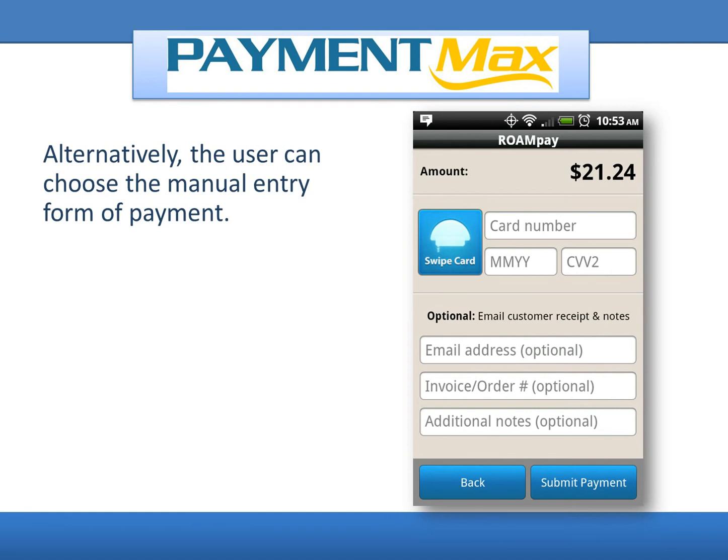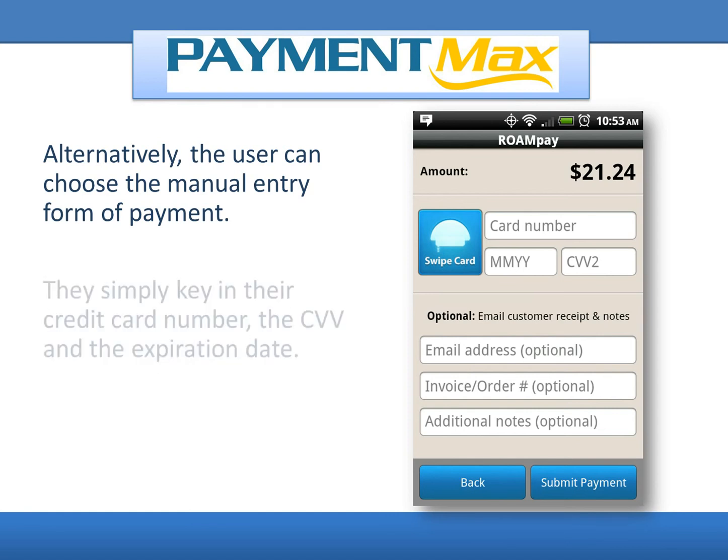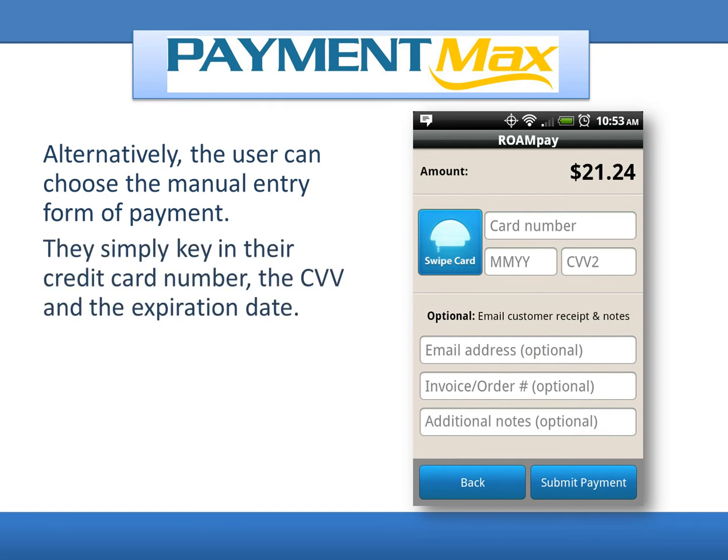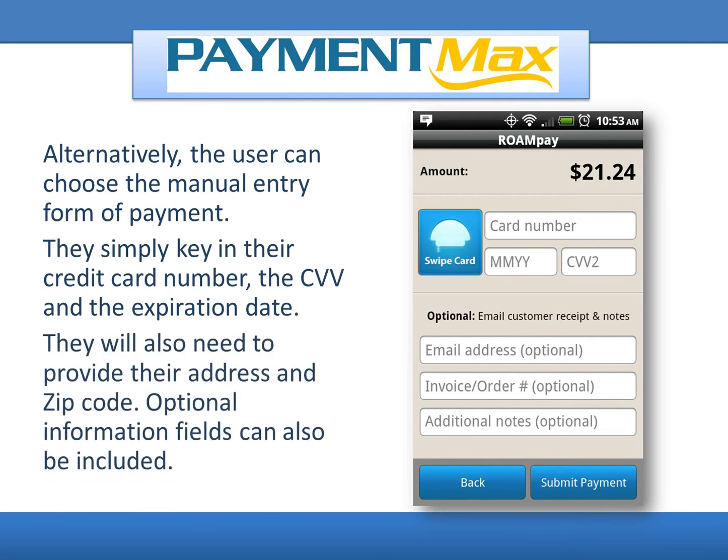Alternatively, the user can choose the manual entry form of payment. They simply key in their credit card number, the CVV, and the expiration date. They will also need to provide their address and zip code. Optional information fields can also be included.